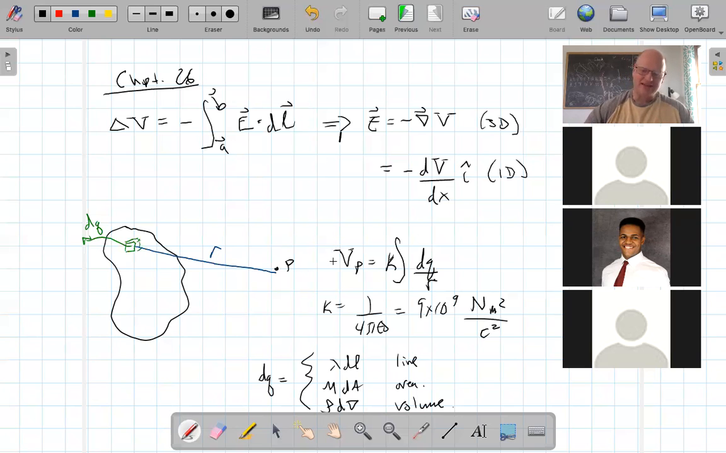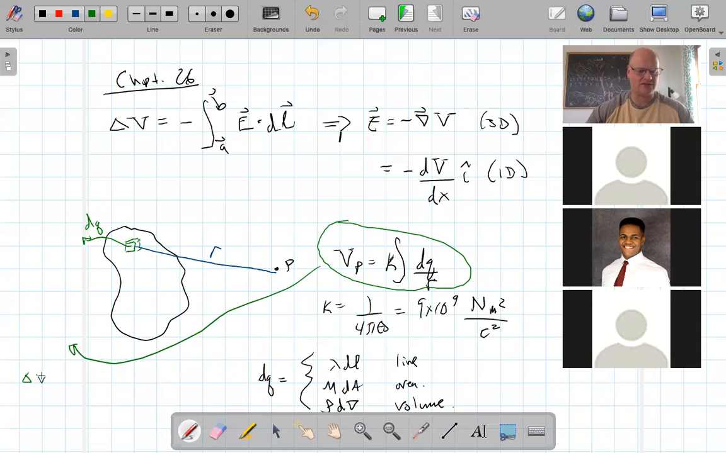And remember, this is technically a potential difference. So this is the potential difference between the point P and spatial infinity. So I'll write that over here. This is the potential difference between point P and r equals infinity, where we know that the potential at infinity is equal to 0 by definition. Okay, so that's where our potential goes to 0.